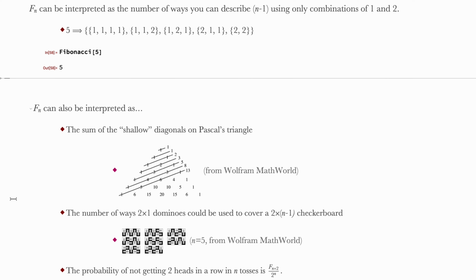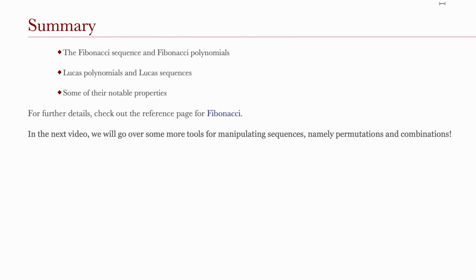And along with that, out of all things, the probability of not getting 2 heads in a row in n tosses can be written as f sub n plus 2 over 2 to the power of n. I thought that one in particular was kind of funny because it's so unintuitive to me, you know.